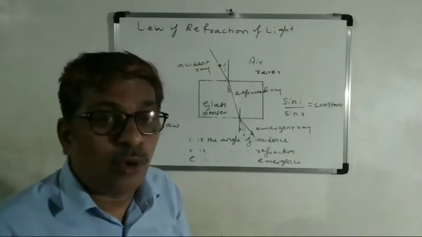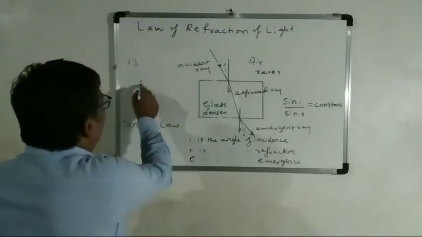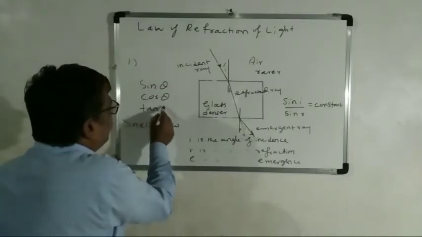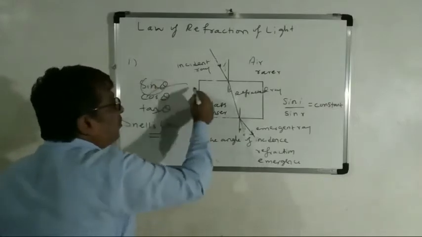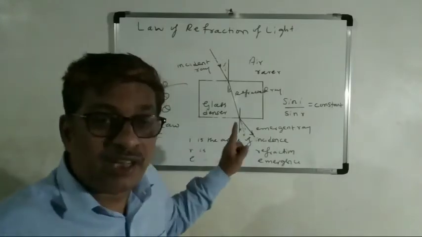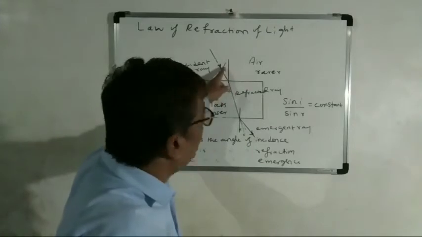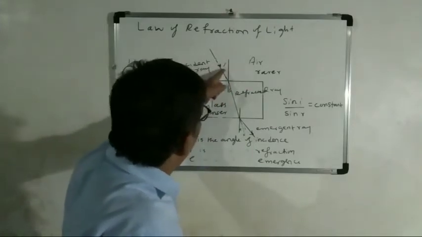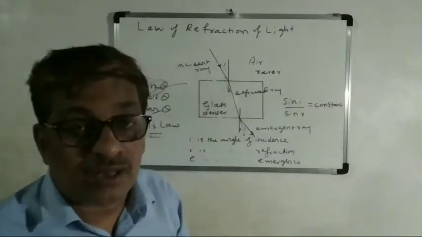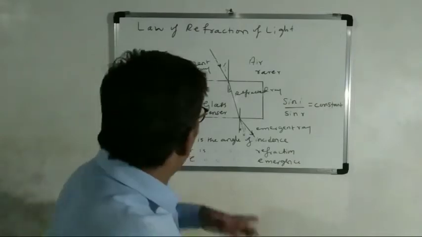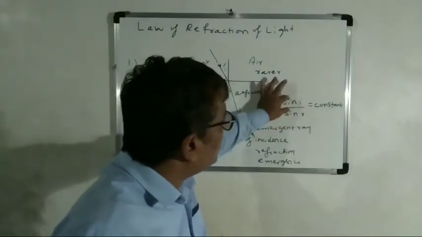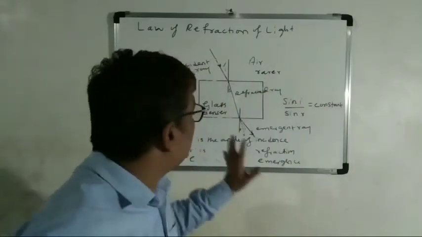You learned in trigonometry sin theta, cos theta, and tan theta already. You will learn how to take the sin i value in the 12th standard, not now; this is only for understanding. You put in the sin theta value and find sin r, and this way you find the answer. In the 10th standard such things are not there. You only have to remember this equation: sin i upon sin r is equal to constant. This is Snell's law.